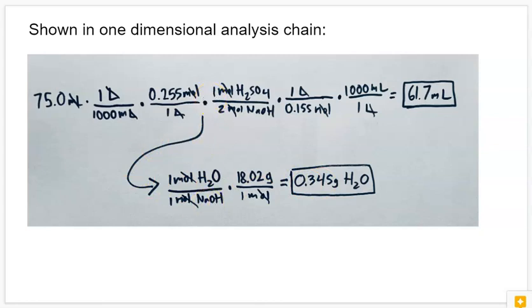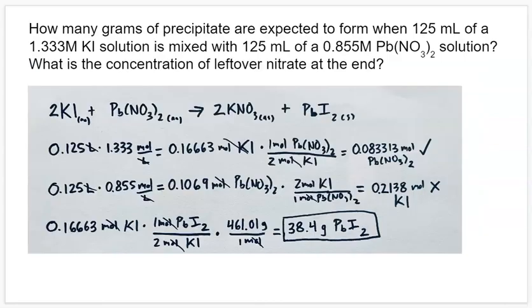All right, now let's go over a bit more complicated of a problem. How many grams of precipitate are expected to form when 125 milliliters of a 1.333 molar potassium iodide solution is mixed with 125 milliliters of a 0.855 molar lead-2 nitrate solution? And then also, what is the concentration of leftover nitrate at the end?